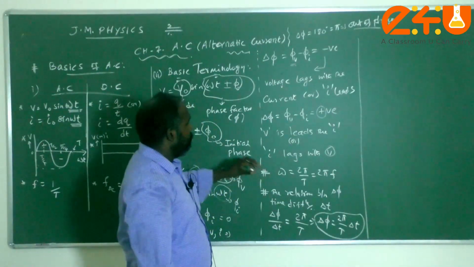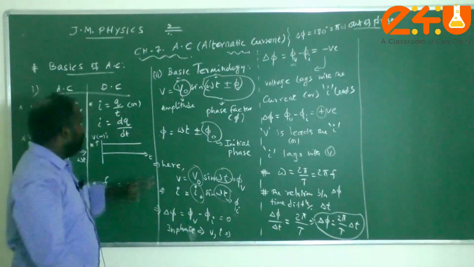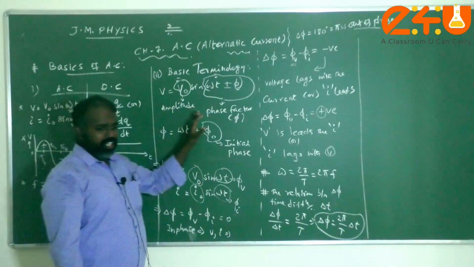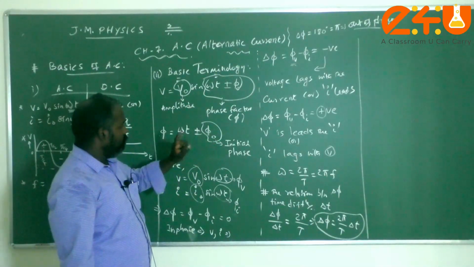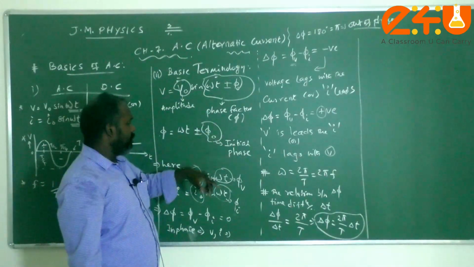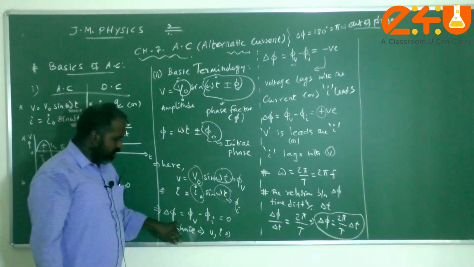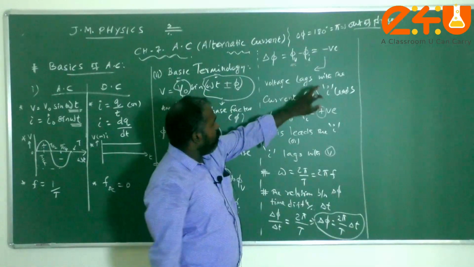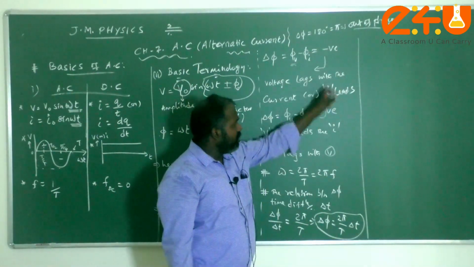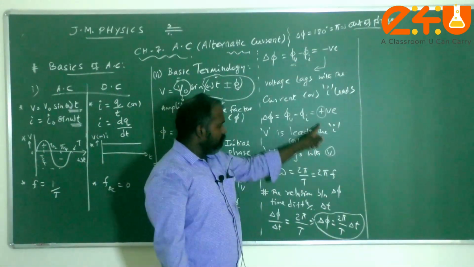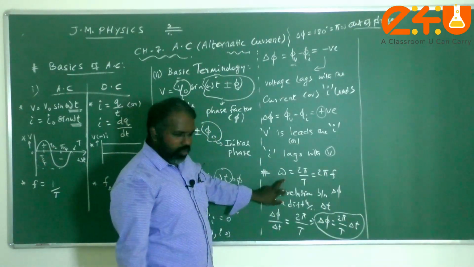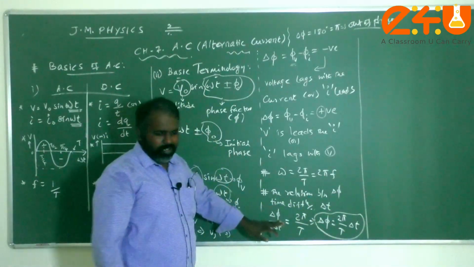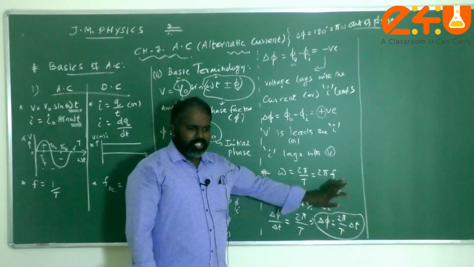Okay. So these are the basic terminologies used in the representation of time varying current or voltage, that is alternating current or alternating voltages. What are the things we discussed? Amplitude, phase factor, initial phase, phase difference, in phase, out of phase, what a negative phase difference means and what a positive phase difference means. And next is angular frequency, and the phase and time difference relation is given. These are the basic terminologies we use.